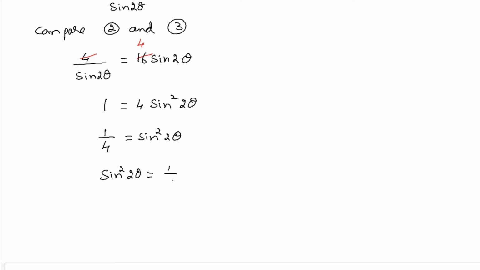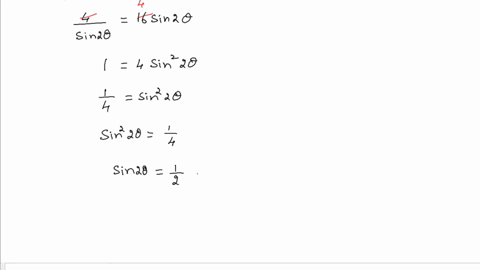I've just rewritten the above step in this form: sine of 2 theta will be equal to, the square goes to the other side and becomes square root, the square root of 1 by 4. The square root of 4 is 2. So sine of 2 theta has the value 1 by 2.